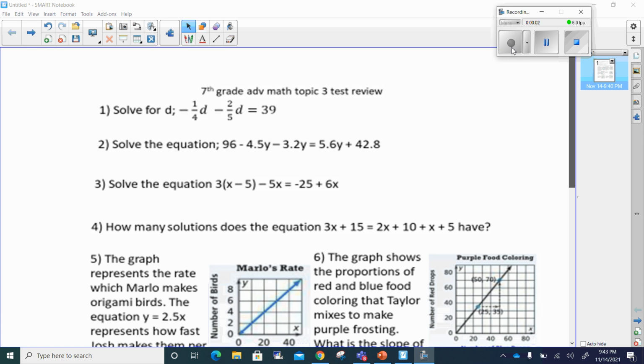Dear 7th grade advanced students, it's time to prepare for this topic 3 test. So let's get started. I'm going to go over the review sheet with you, which will help you prepare. Start with number 1. It says, solve for D.